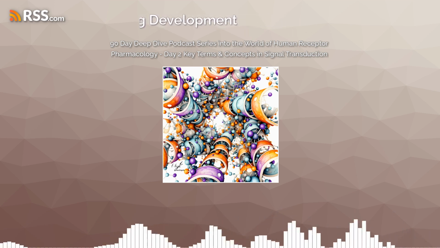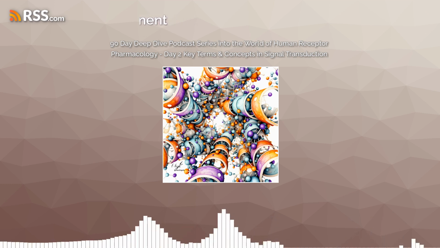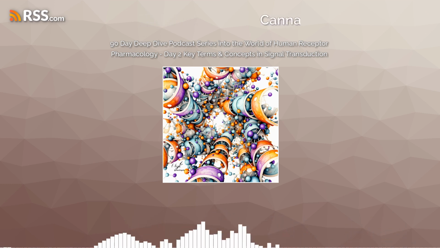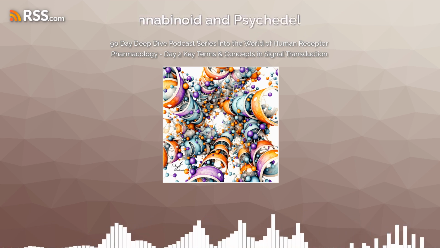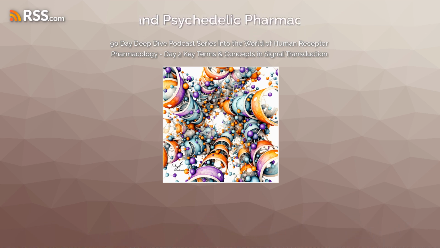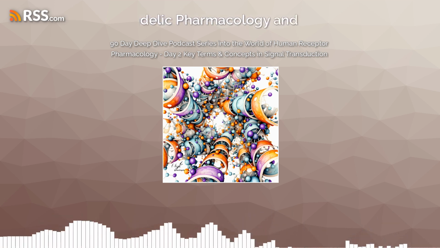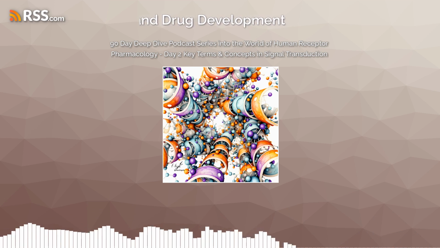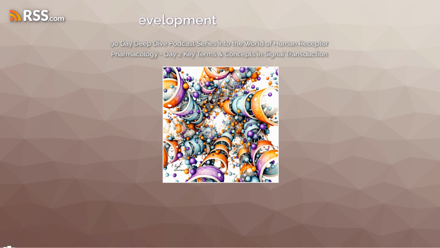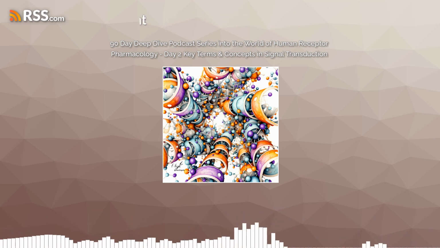But they are distinct concepts. Potency refers to the amount of drug that's needed to produce a specific effect. It's a measure of how much drug is required to achieve a certain level of receptor activation. So a highly potent drug might only need a tiny dose to achieve the effect that you want, while a less potent drug might need a much larger dose.